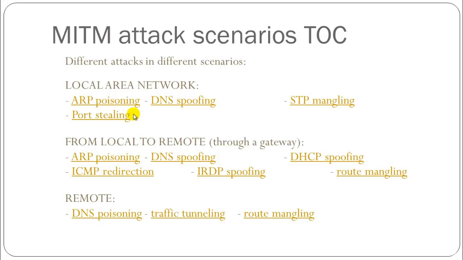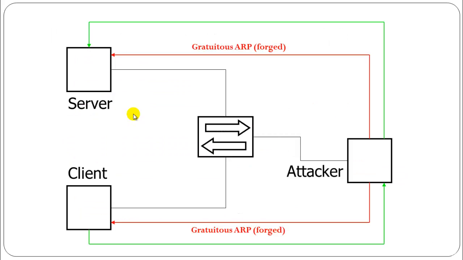Then we have through a gateway from a local machine to a remote machine. They're doing the same thing again: ARP poisoning, DNS spoofing, DHCP spoofing, ICMP redirection, IRDP spoofing, and route mangling. And finally, once we have remote access, we can again do DNS poisoning, traffic tunneling, and route mangling. So I will be teaching you some of these today, and I'll let you know how exactly they work. We will start today with ARP poisoning, and I'll tell you how this works exactly.